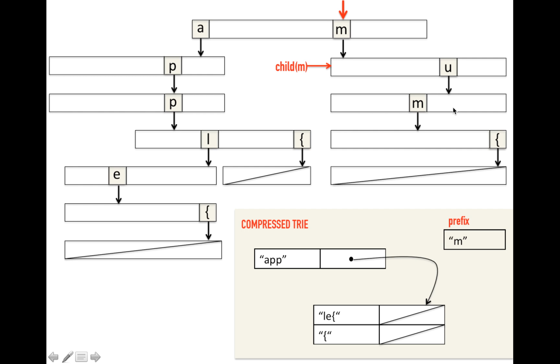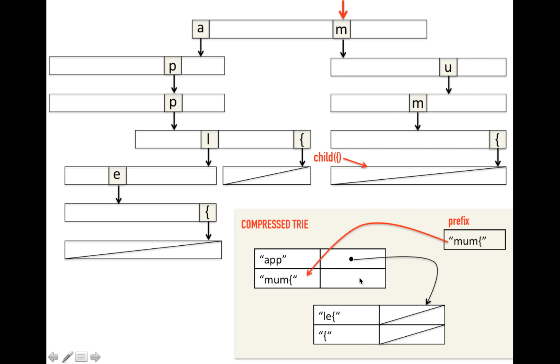We look at how many children M has. It has only one. We compress. We add U to the prefix. We move to the children of U to see how many children it has. It has only one. We compress by adding M to the prefix. We move to the children again. We see that it's only one child. We compress. We move to it again. It's null, so we can insert it in the map.